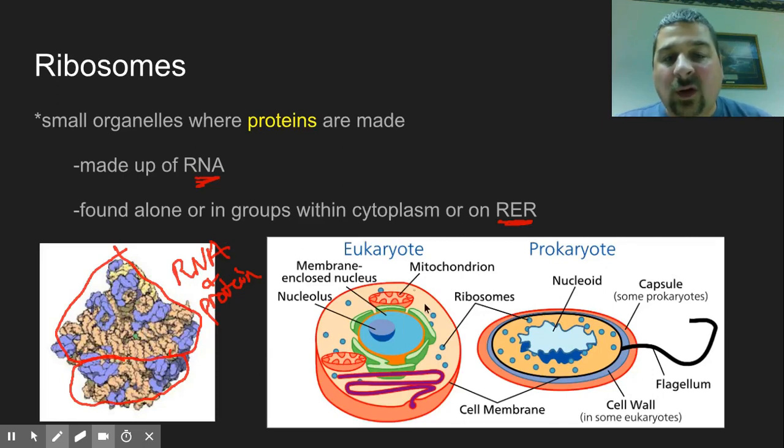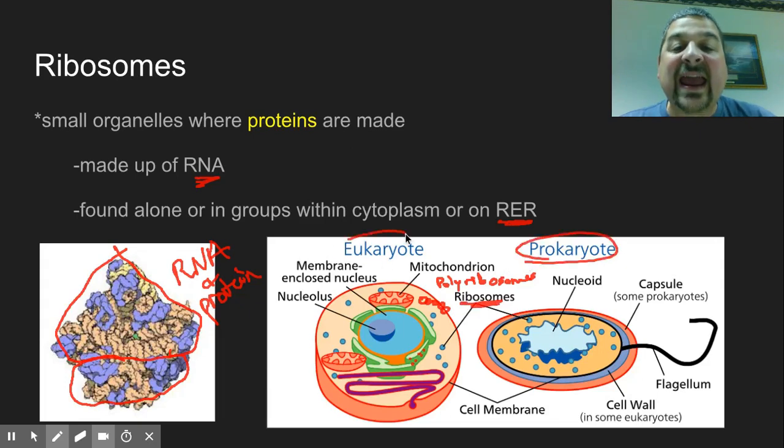They are found either all throughout the cytoplasm, so you can have these kind of free ribosomes. Sometimes there's a bunch of little ribosomes all together that we call polyribosomes, or sometimes they're attached to the endoplasmic reticulum, to the rough ER. Now remember, ribosomes are found in prokaryotic and eukaryotic cells both. So these are the little protein factories building up all those enzymes and different proteins in our cells.